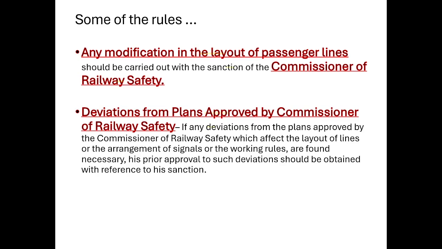So you can see some of the rules also. Whenever we form a new station yard or make any modification in the existing layout of passenger lines, we need to obtain the sanction of the Commission of Railway Safety. Also, for any deviation from plans already approved, we must get prior approval of the Commission of Railway Safety. Okay, this is something you must know.